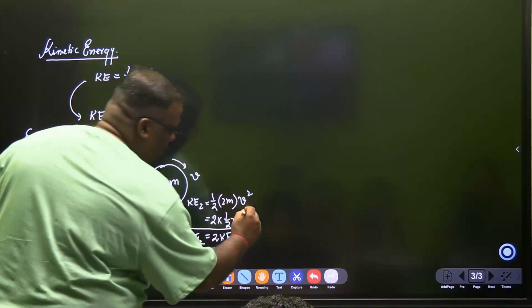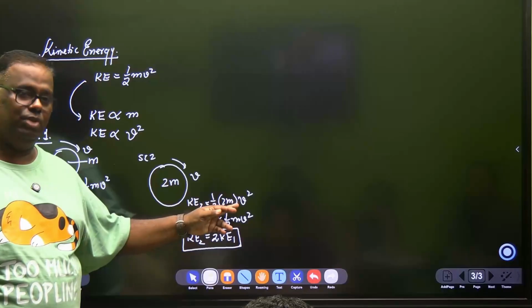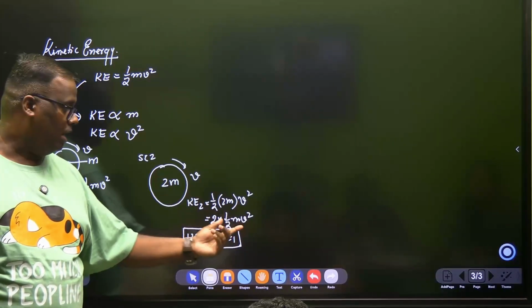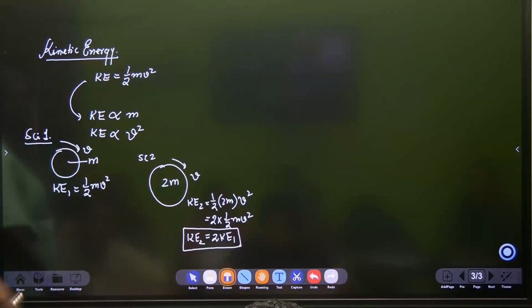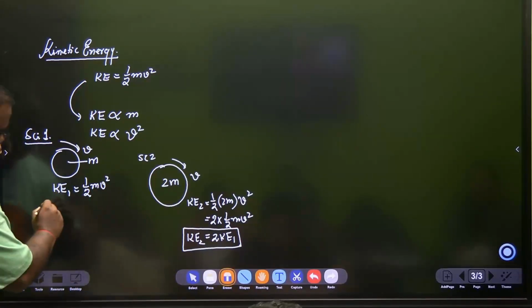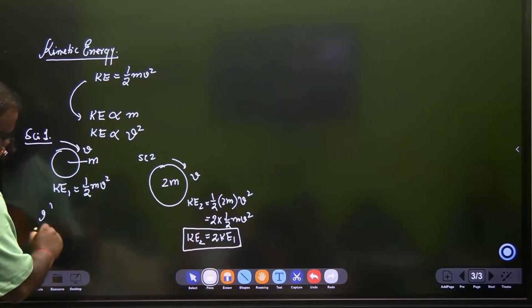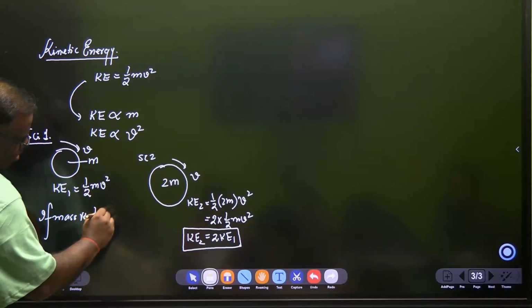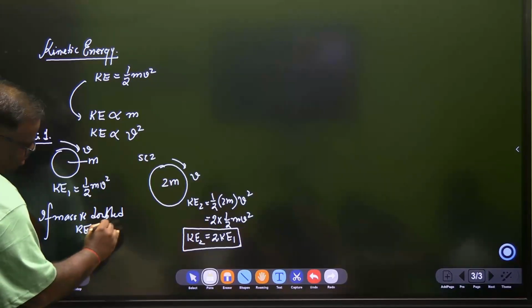V square होगा. So Ke2 is half into 2m into v square. Take the 2 outside, then it is half mv square. And half mv square is Ke1. Therefore, Ke2 becomes 2 times. So we write here, if mass is doubled, Ke is doubled.